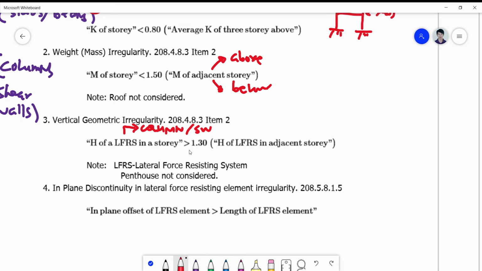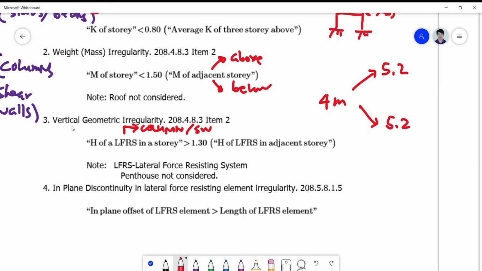So what does that mean? If I have a 4-meter height of a story, the adjacent story must not exceed 30% of this. So if I multiply by 30%, my limitation for the story above and below must only be 5.2. Okay, if I exceed this, can I exceed this value? Yes, you can, but you have to tag it as a vertical geometric irregularity.